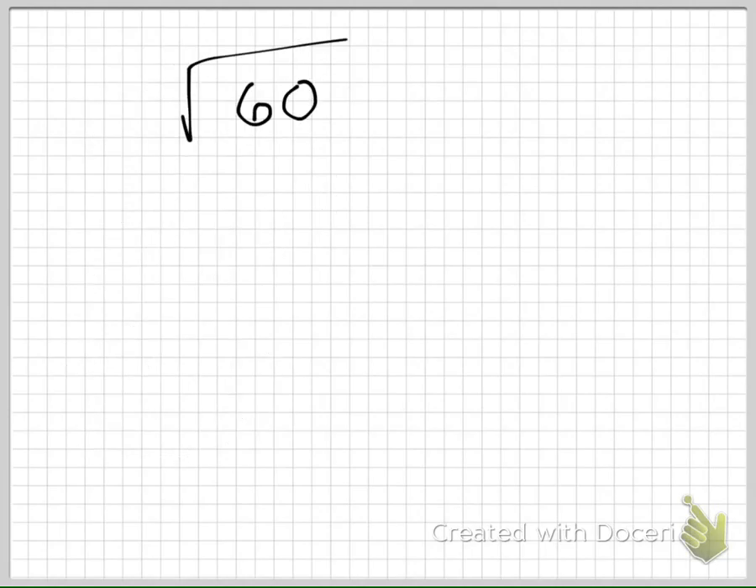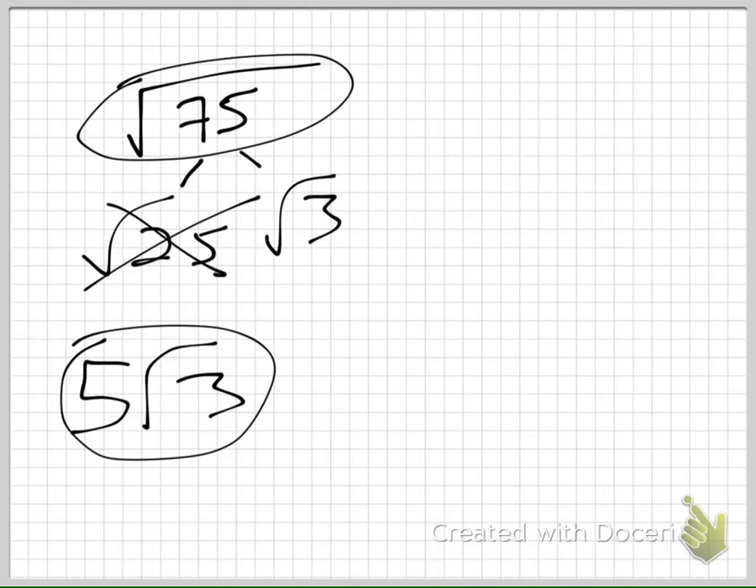Square root of 60. Do it. Because what's the square root of 25? Does that make sense? You break it down into square roots that are perfect squares, and the key is boom, boom, pull it out. Boom, pull it out.